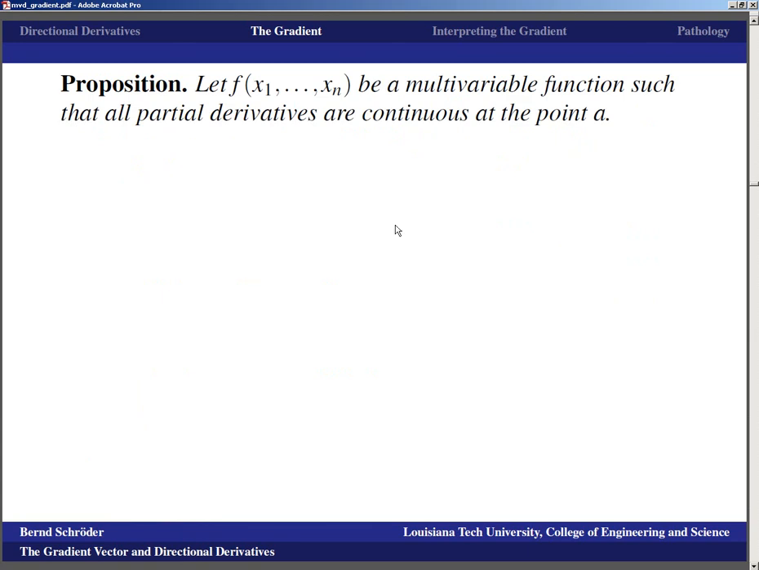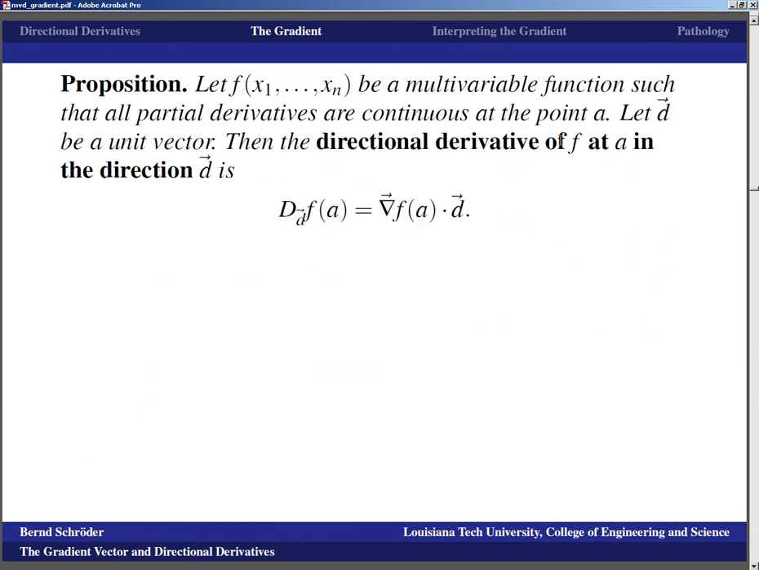What we know now is, therefore, that if you have a multivariable function so that all partial derivatives are continuous at the point A, and if D is a unit vector, then the directional derivative of F at A in the direction D is the gradient of F at A dot product with the direction vector. And so that is one of the first relevances of the gradient, that it allows us to compute directional derivatives.